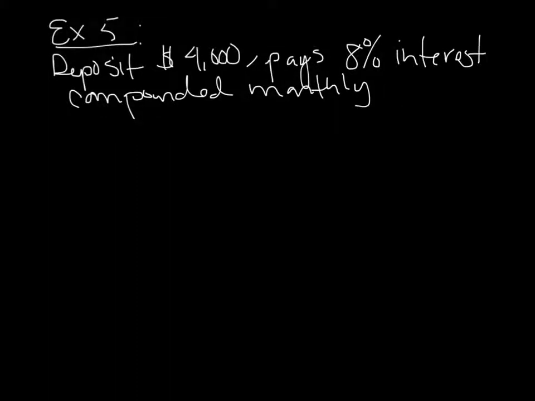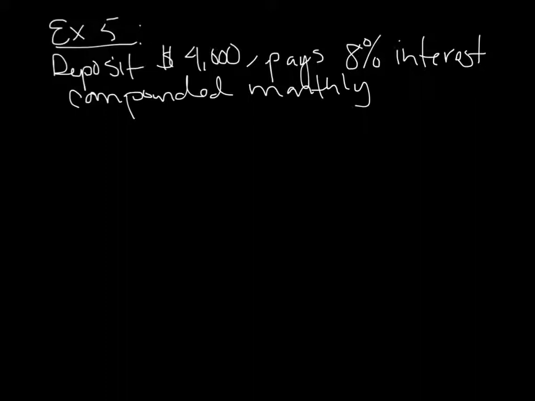So this is example 5 in your book. We're trying to understand effective annual yield, sometimes called the effective rate. Remember that the effective rate is the simple interest rate that produces the same amount of money in an account at the end of 1 year as when the account is subject to compound interest at a stated rate.